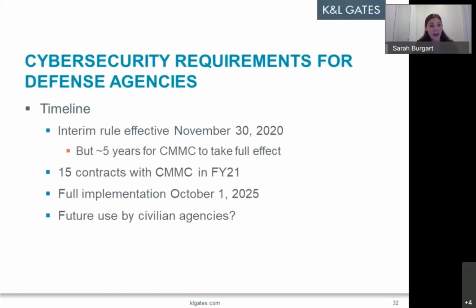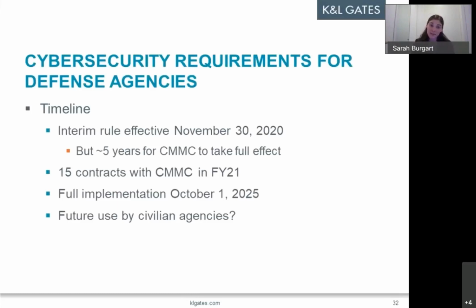And then looking 5 years out, the full implementation of CMMC will be by October 1st, 2025. So starting on that date, all new DoD solicitations and contracts will have CMMC requirements.